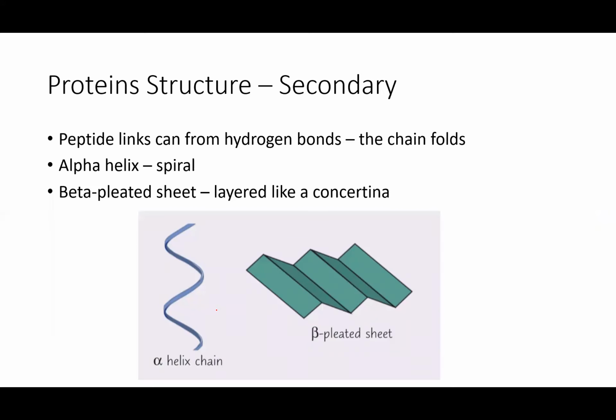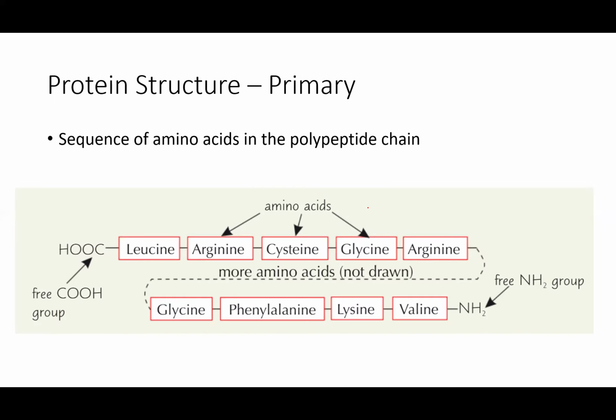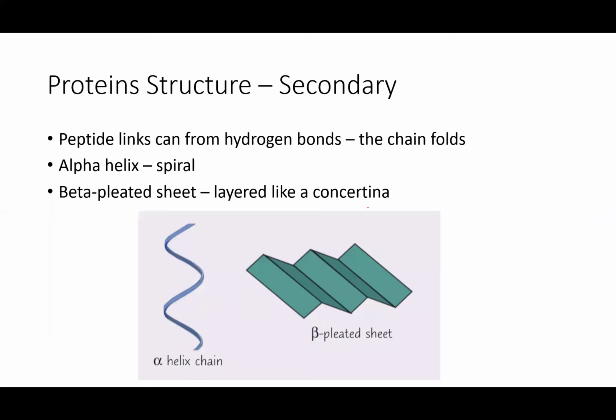Then we have our secondary structure. Those peptide links that form between each amino acid can form hydrogen bonds with each other. And that causes the chain not to be straight. It's not in a straight line. The shape that the chain then takes on is called its secondary structure. The most common secondary structure is a spiral called the alpha helix. Another common type of secondary structure is a beta pleated sheet, which is a layer of protein folded like a concertina.